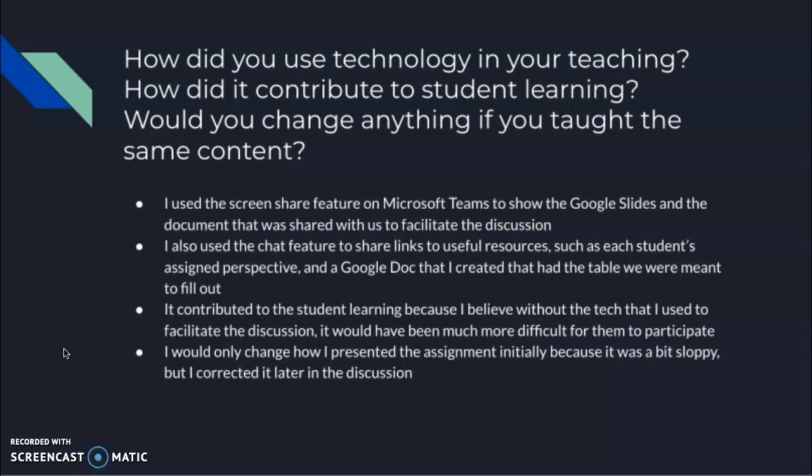And I think it helped contribute to student learning, because without the tech, I think it would have been a lot more choppy and a lot more difficult to keep the discussion going. I would only change how I presented the assignment initially, because I was a bit sloppy at the very beginning with how I introduced the information, but later it turned out pretty smooth.